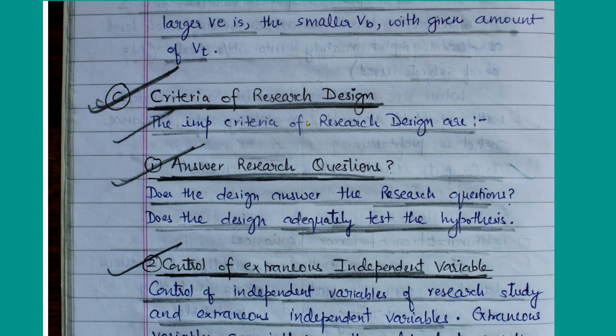The important criteria of research design are: first one is answering research questions. Same as the purpose. It should give an answer to a research question. So the criterion is you always have to check whether the research design you are using is giving an answer to your research question or not. Does the design answer your research question? Does the design adequately test the hypothesis or not? If it's not testing, you have to change your research design.